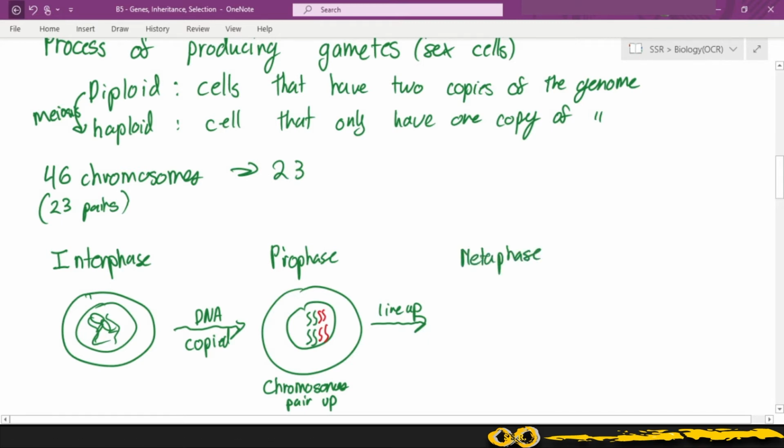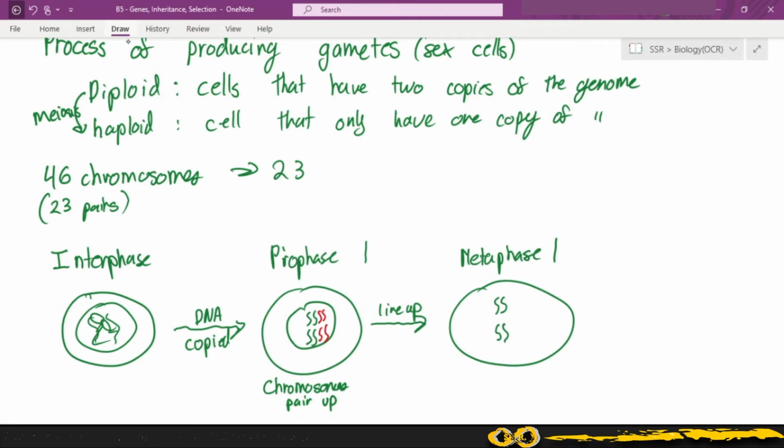Now this should be fairly familiar to you because it is the same steps as mitosis. However, because we're trying to go from a diploid cell to a haploid cell, we are going to end up going through this twice. And so we label these each with a 1. So it's prophase 1 that we've just been through, and we're now in metaphase 1 with our cells' chromosomes lined up along the center of the cell.